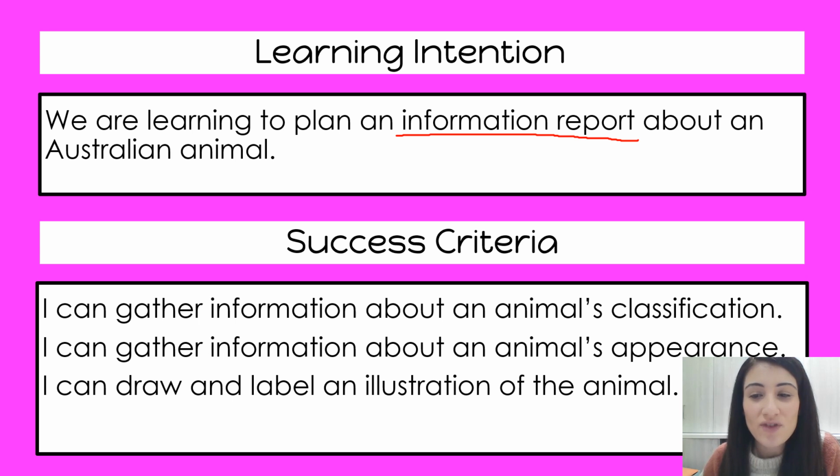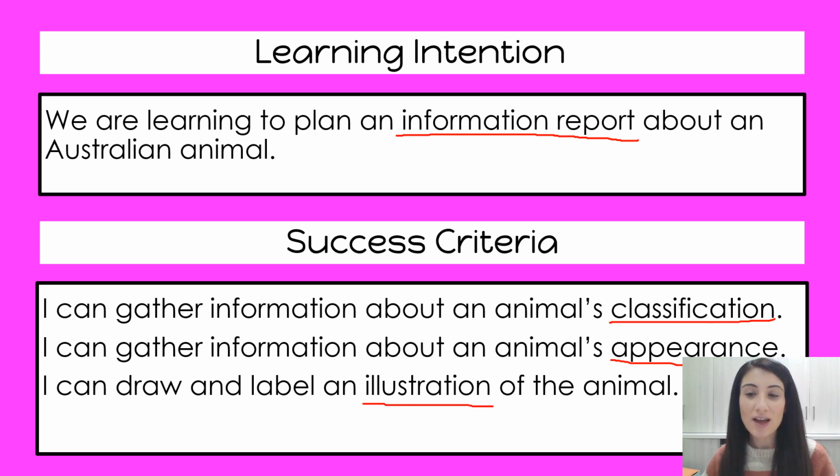I can gather information about an animal's classification. I can gather information about an animal's appearance. I can draw and label an illustration of the animal. So these are the 3 things we're going to be really focusing on today when we start to gather information for a new information report that we are going to be writing.